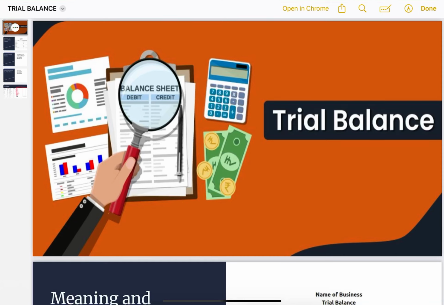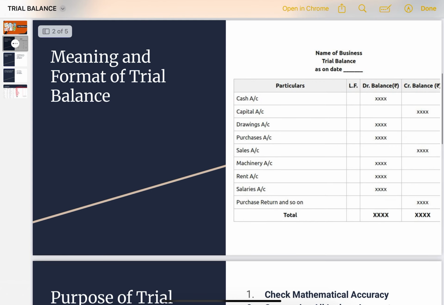In this video, we will learn about trial balance meaning, advantages, disadvantages, and how to prepare a trial balance with the help of an example. What is a trial balance? It is a statement that lists all the ledger account balances of a business on a specific date to check whether the debits are equal to credits.